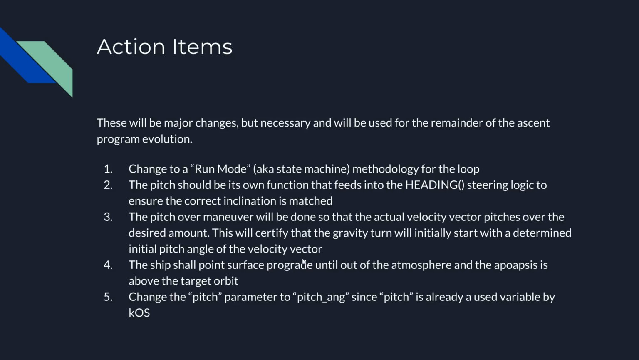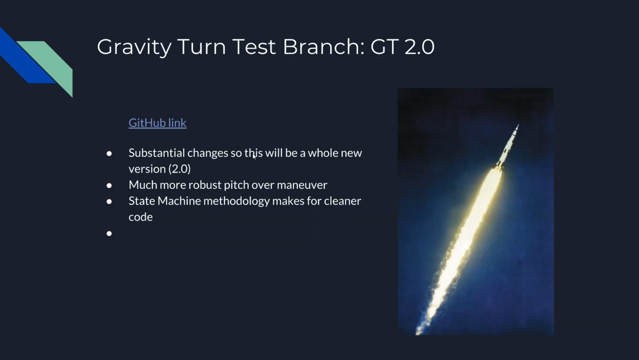This one, again, we touched base on, is about the atmosphere. This one's kind of funny. I didn't notice it until the last part, but I've been using pitch for my pitch parameter. But pitch is a variable that's used in KOS. We definitely don't want to be using variables that are being used in KOS. That's just good practice for any programming language. So we're just switching pitch to pitchang. So that's just something that we're going to fix.